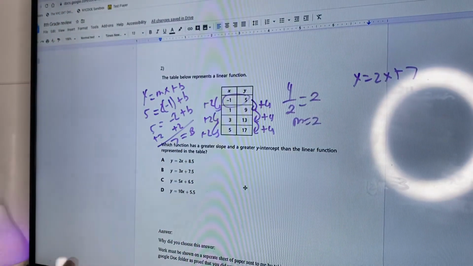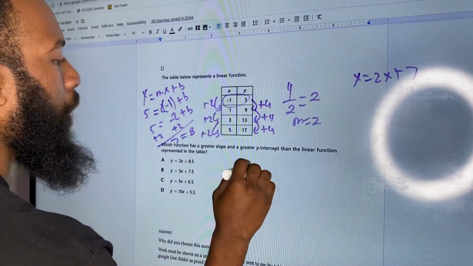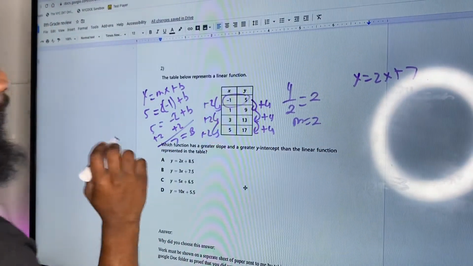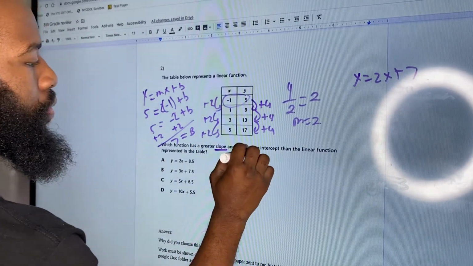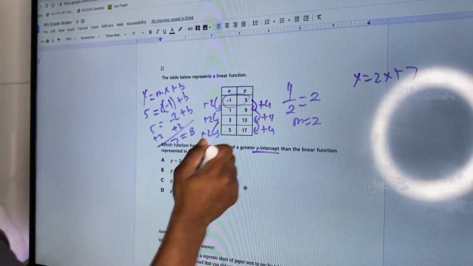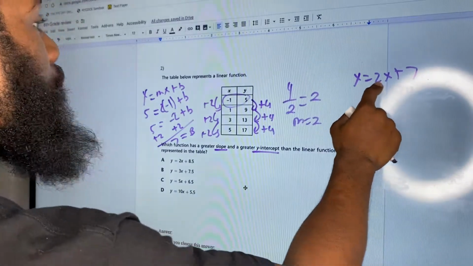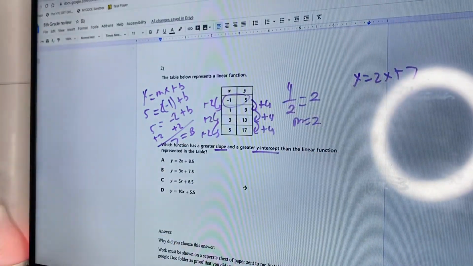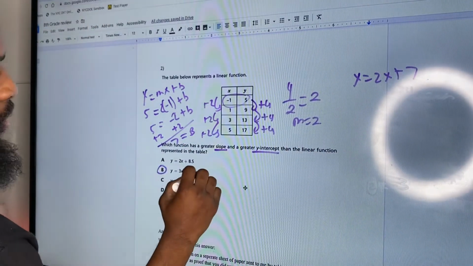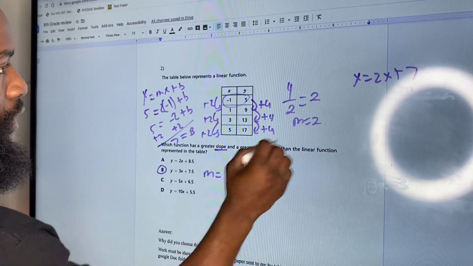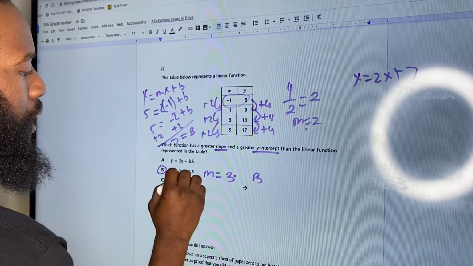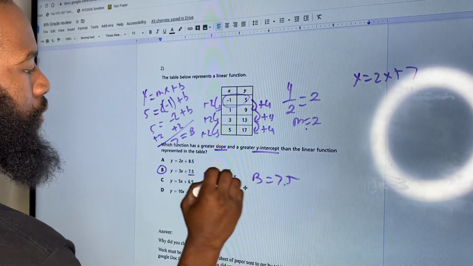Here they're asking which function has a greater slope and a greater y-intercept than the linear function represented below. So this answer has to have a greater slope, a bigger number than 2, and a bigger number than 7. And here, that is B, where this m is 3, right? That's bigger than 2. And the b is 7.5. That's bigger than 7.